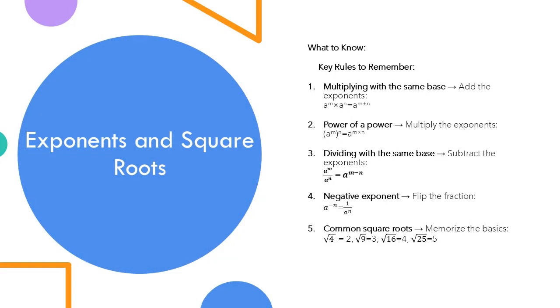5. Common square roots, memorize the basics. The square root of 4 is 2, the square root of 9 is 3, the square root of 16 is 4, and the square root of 25 is 5.